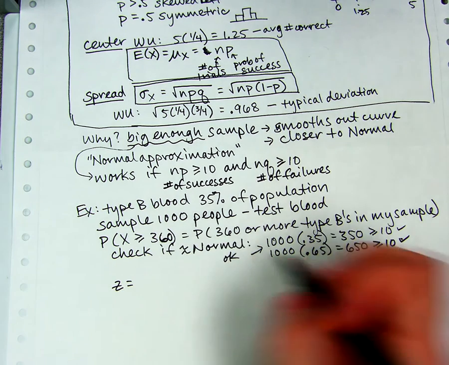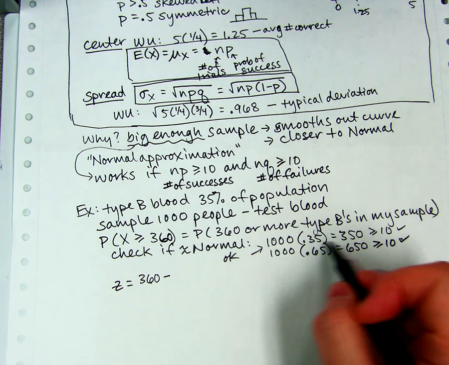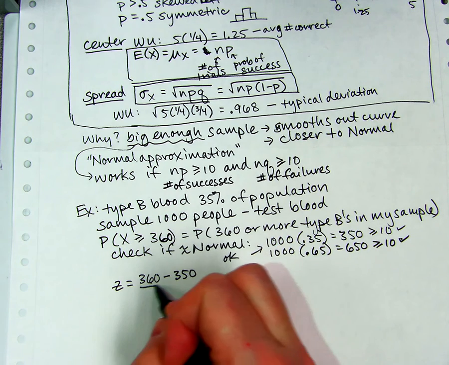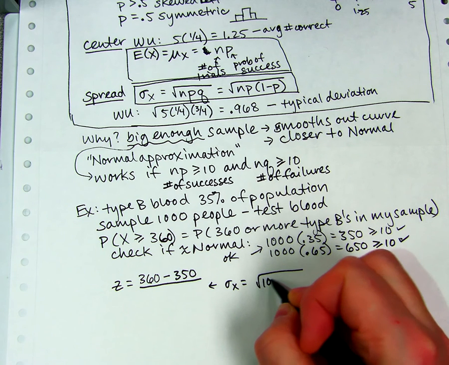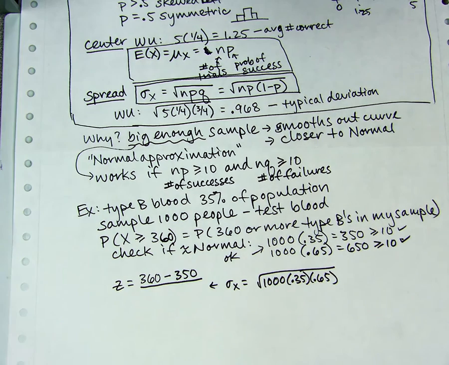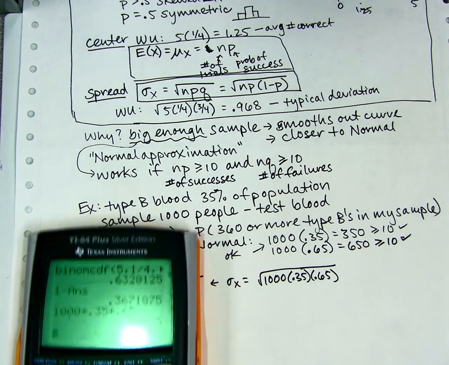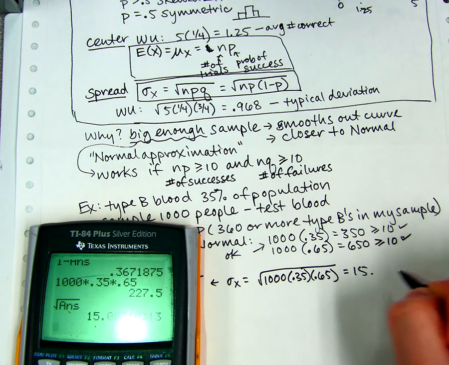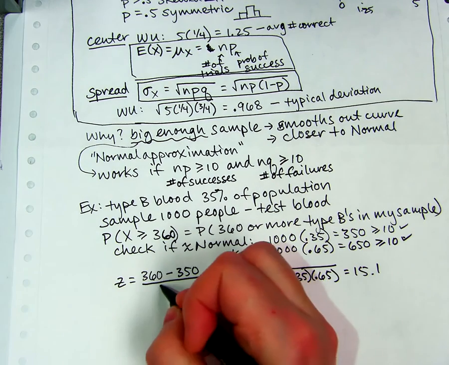And then I could do a normal CDF. That's what I'm going to do. So 360 minus my mean. I just calculated my mean, whether you knew it or not. That's the 350, that n times p. Divided by the standard deviation, which I haven't found yet. So I need to do 1,000 times 0.35 times 0.65 and square root it. I got 227.5, square rooted is 15 or so. I'm going to round it to 15.1, 15.08, close enough.